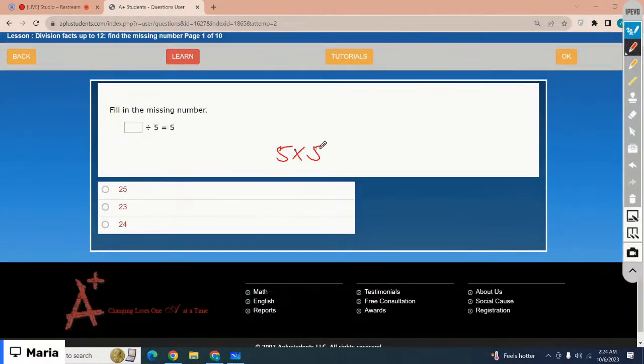The opposite of multiplication is division, so just multiply the other two numbers. 5 times 5 is 25. That means here you have the number 25, and 25 divided by 5 is 5. The correct option is 25. Got it?